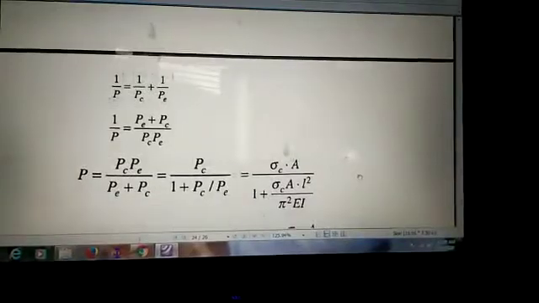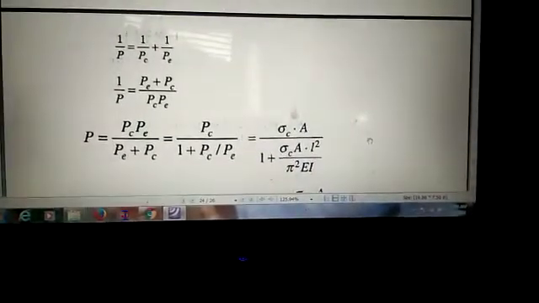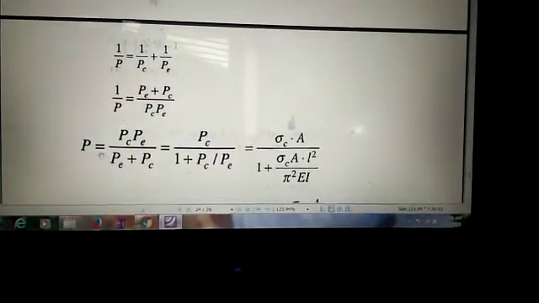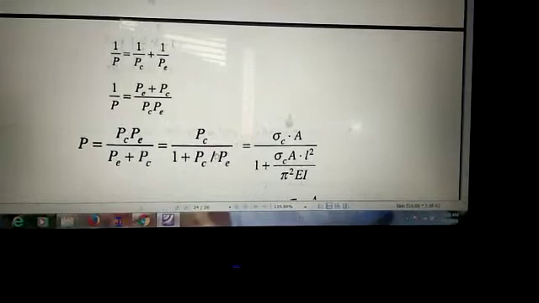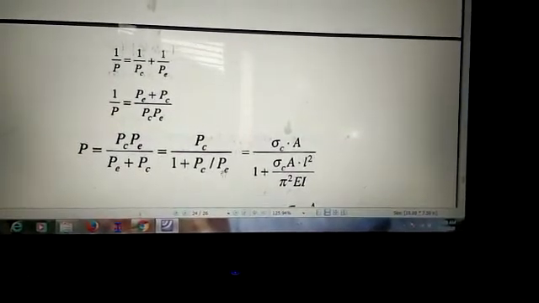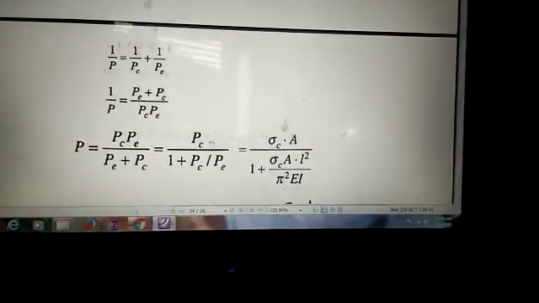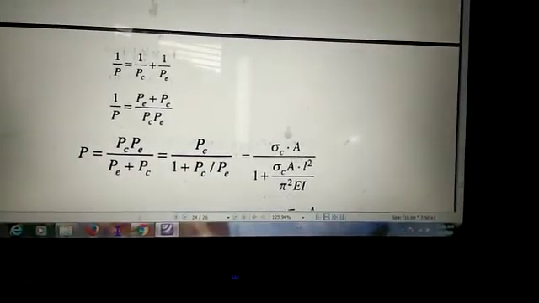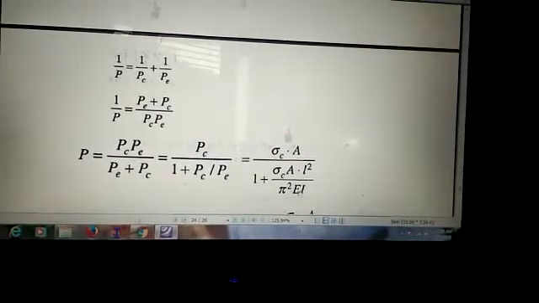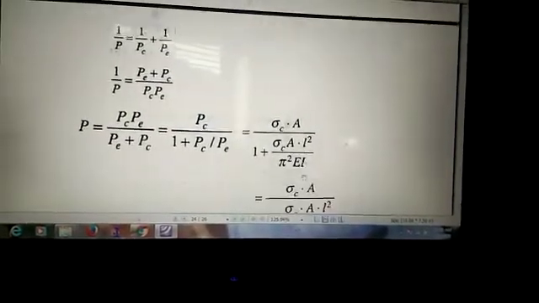This is the Rankine's formula: 1 by P is equal to 1 by Pc plus 1 by Pe. We know that it can be written like this, or we can find this by dividing this equation by Pe. Pc is the critical load and it is equal to sigma C into A. So we put the value, 1 plus sigma C into A, and the value of PE is pi square EI by L square. So this is put here.